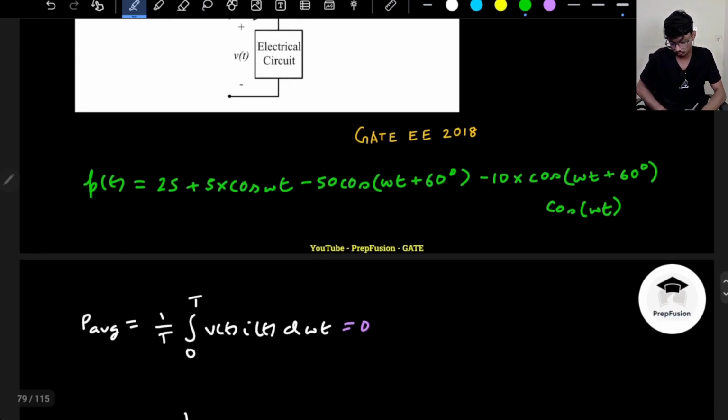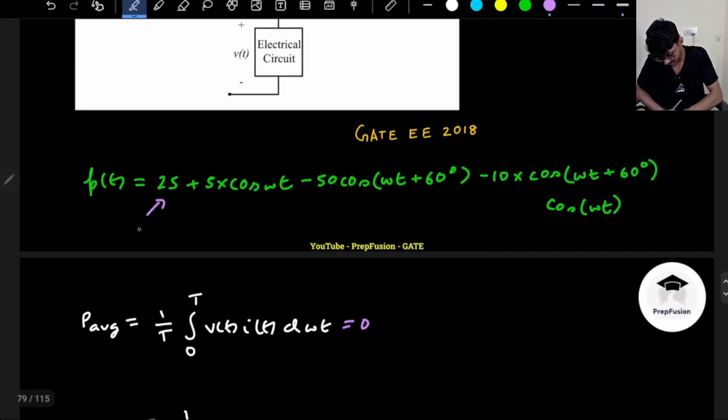So what is the frequency of this term? This is simply DC, so it does not have frequency. So this is constant always. 25 will always be there, no matter what. What about this term? Its time period is 2 pi. What about this one? Its time period is also 2 pi.